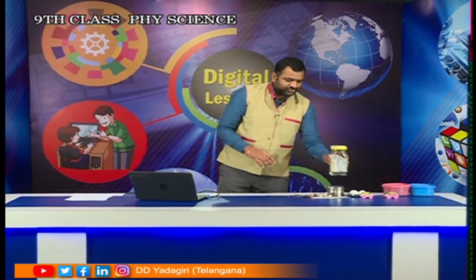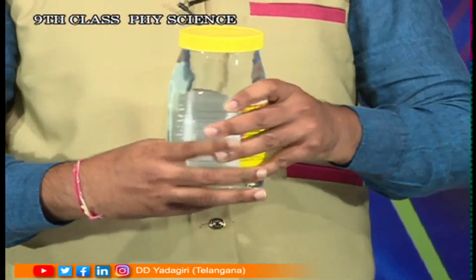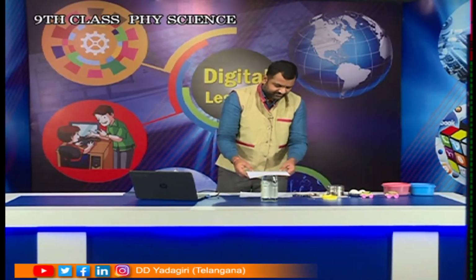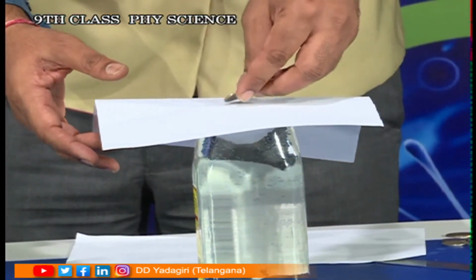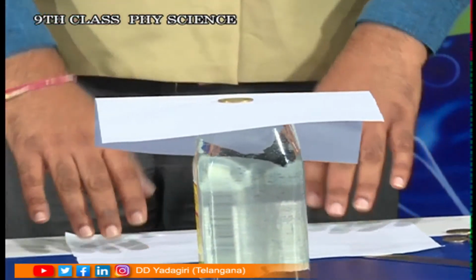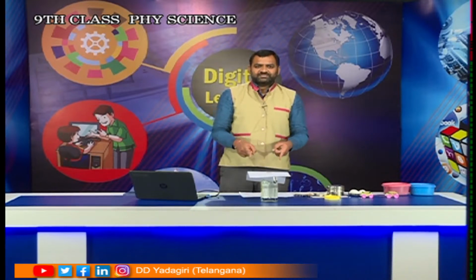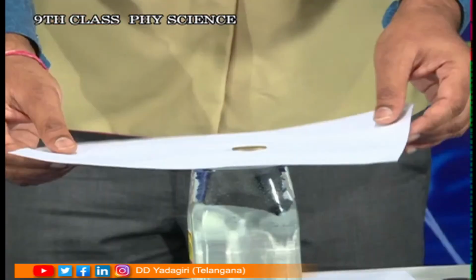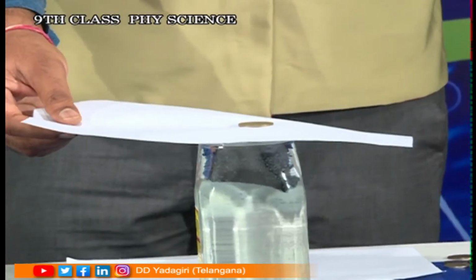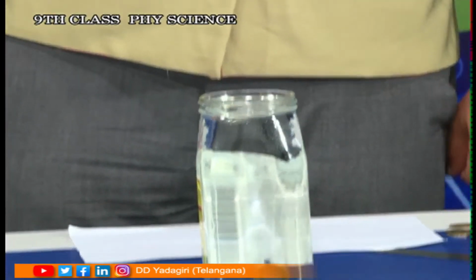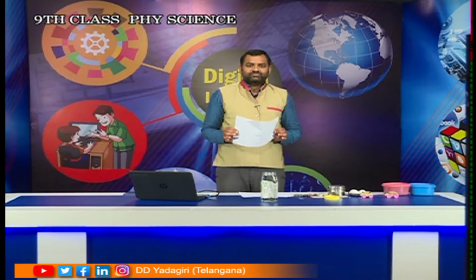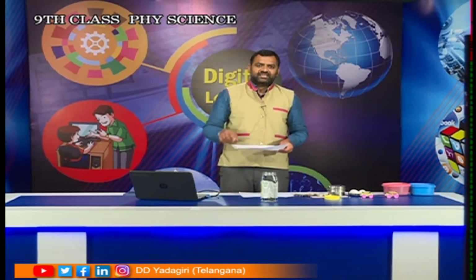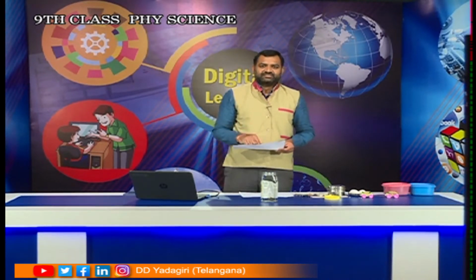Let us do another demonstration. Here I have a bottle filled with water. Here I have paper. I place a coin on top of it. Now, what do I do? I displace the paper. Let us see where the coin falls. Watch it. The coin falls in the bottle. When I pull the paper suddenly, the coin which was at rest would like to be at rest, and hence it fell straight into the jar.